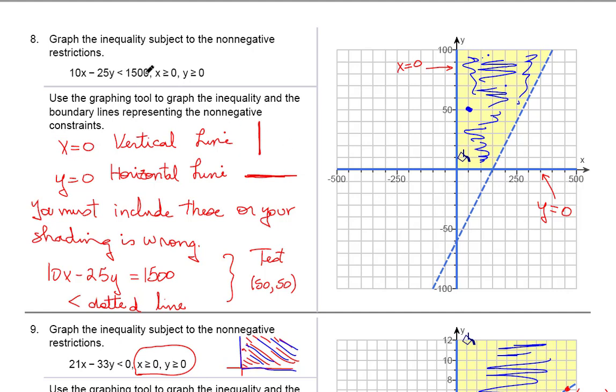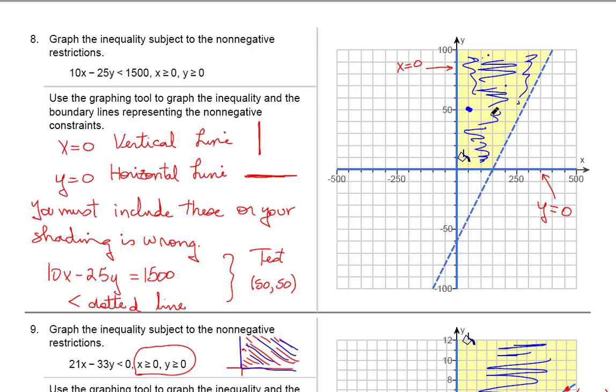And then now we would graph the line itself. Graphing the line itself, I would pick x and y to be 0, and so I graph my line. It is a dotted line because there's no equal sign. Notice that gives me all kinds of regions that might work.